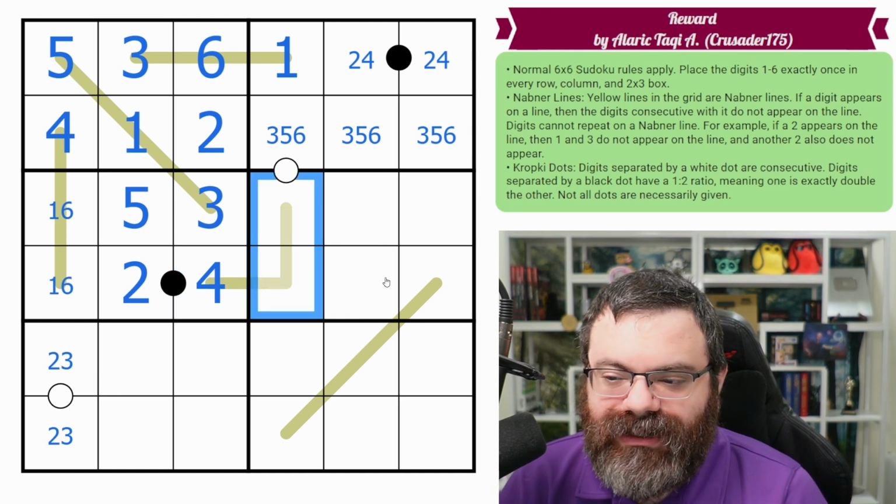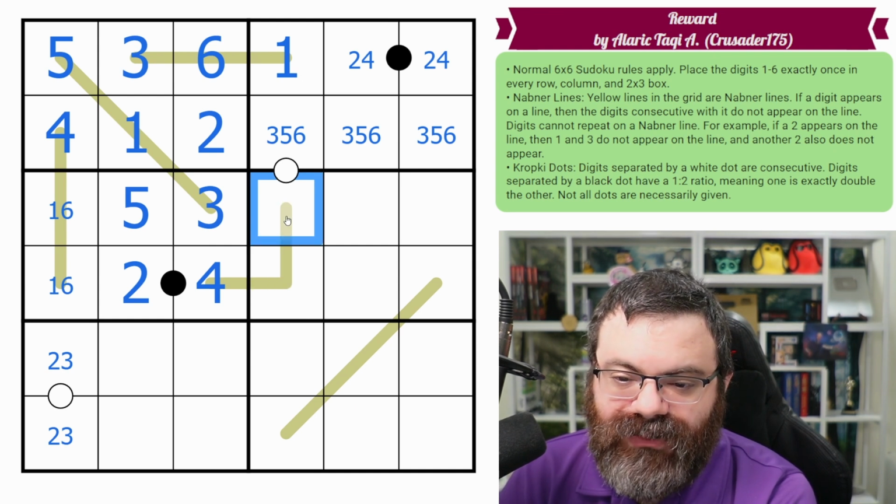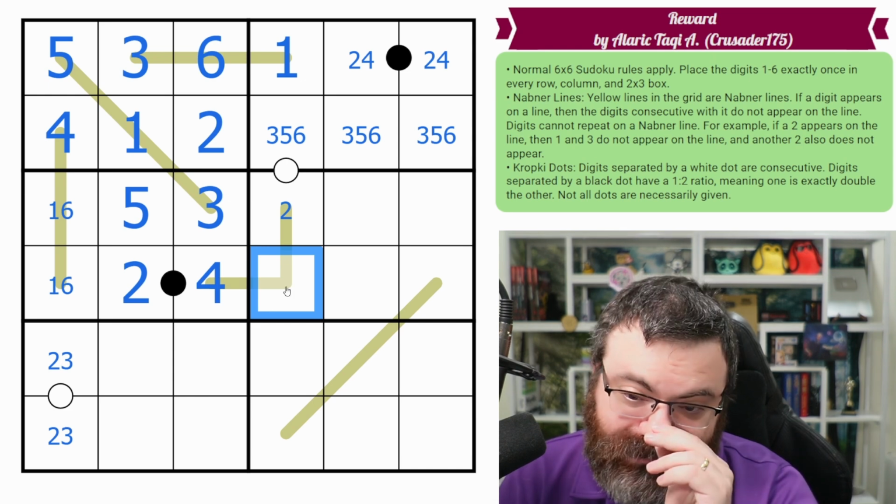So there's a 4 on here. So these can't have a 1 on them. They could have a 2 on them, but only here. They can't have 3, 4, or 5 because of the 4. And so the other digit's a 6, I guess.